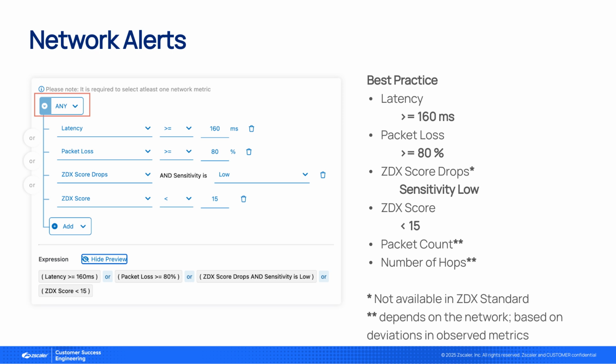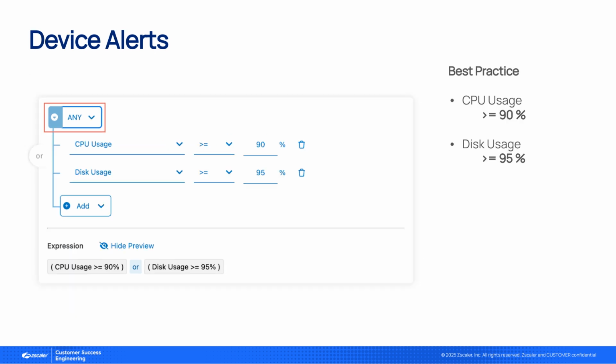And much like application alerts, you'll want to add network-specific criteria, in this case, packet count and number of hops, which should have values set based on the network. Again, these recommendations are for a good starting point, and these alerts will need to be fine-tuned once they are in place. The final alert type is device alerts.